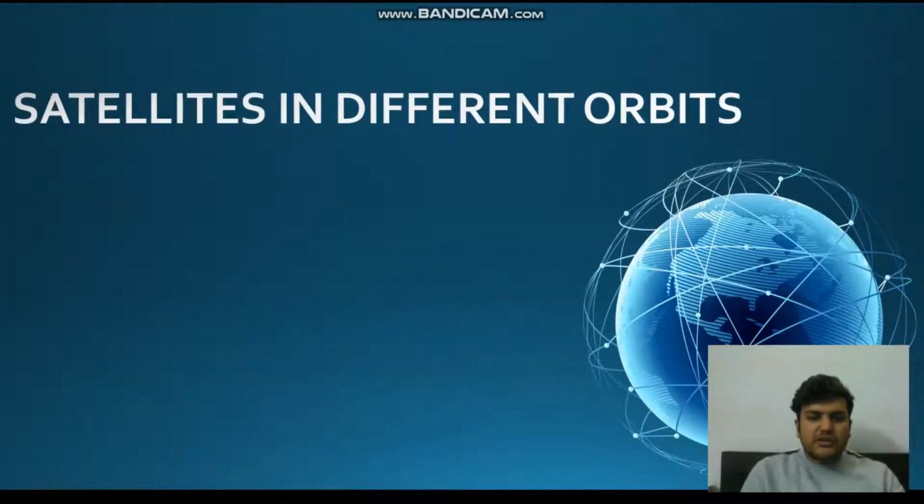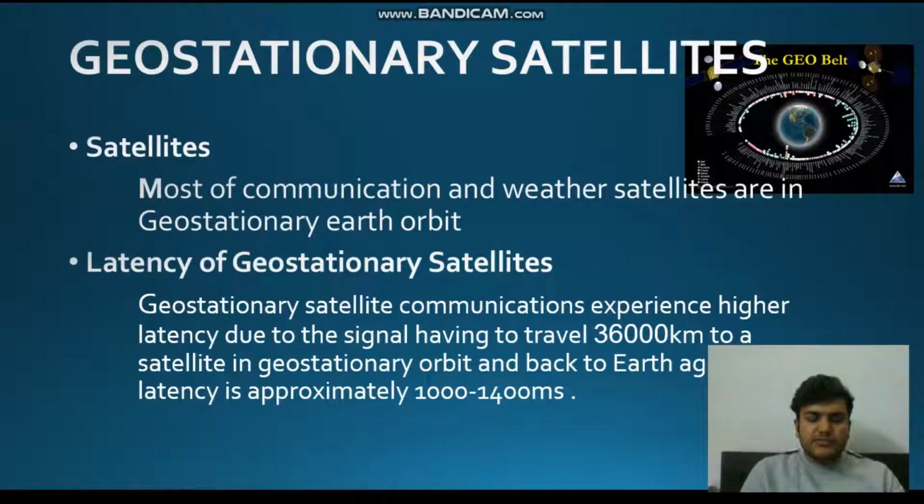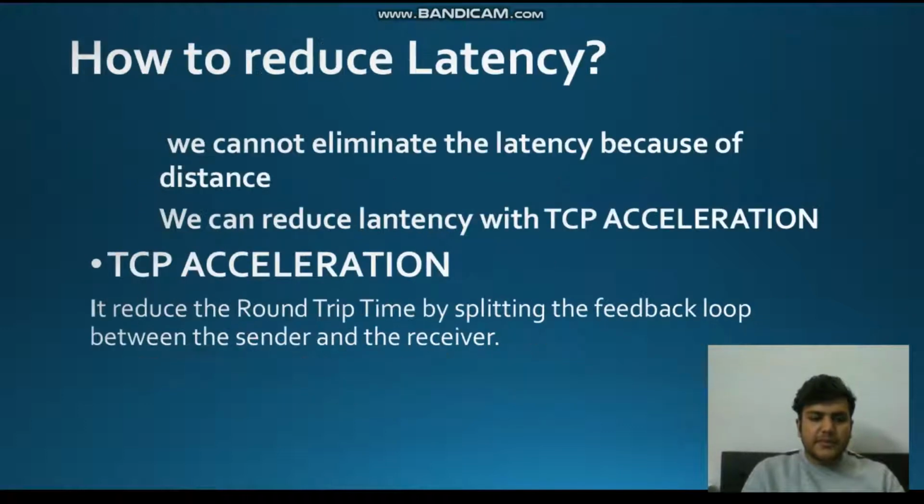The satellites in different orbits. First of all, geostationary satellites. Most of our communication and weather satellites are in geostationary orbit. The geostationary satellites' communication experiences higher latency due to the signal having to travel 36,000 km to the satellite in geostationary orbit and back to Earth again. So its latency is approximately 1000 to 1400 milliseconds.